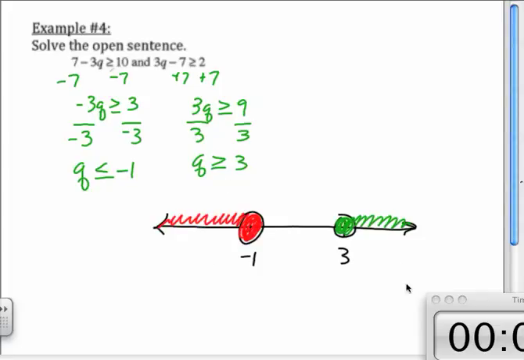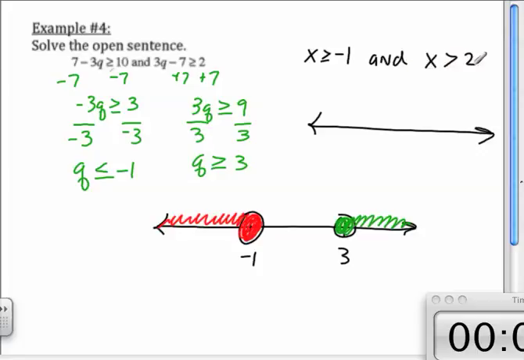If they were to overlap, we take just the portion of the graph where they do overlap. So for instance, let's say that we graphed it. We had something like this. X has to be greater than or equal to negative 1. And X has to be greater than 2. Okay? Well, to graph the first one, it's negative 1. This is 2. To graph the first one, I know that it can be negative 1, and it has to be more than negative 1.